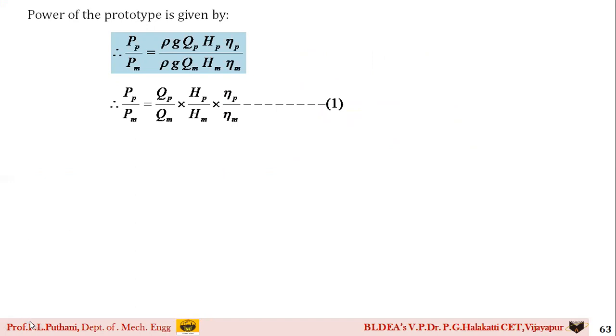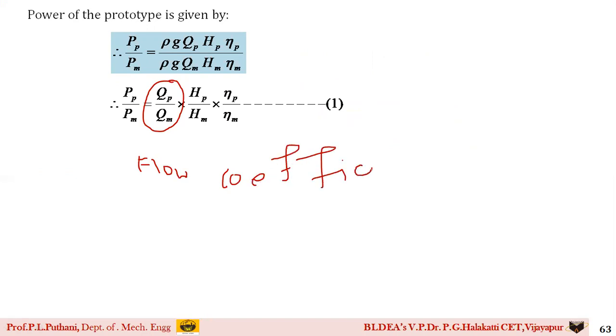So I use this equation, substitute the values, and one more important thing here is we don't know the value of QP by QM. So for this, you can make use of your flow coefficient term. You can make use of the flow coefficient equation. So what is our flow coefficient equation?